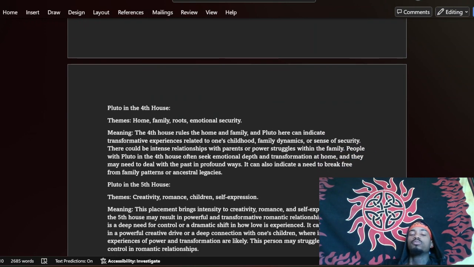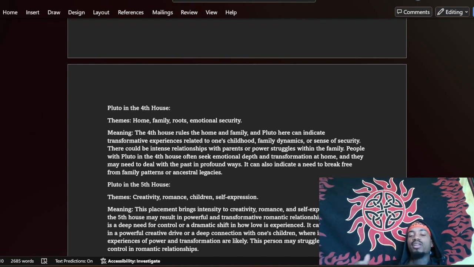So now, oh yeah, and then since Pluto is going into the actual fourth house too, now scriptures don't say this, but just looking at what Scorpio rules, there also might be a tie to dark ancestry. Real shit. So now Pluto in the fifth house, themes: creativity, romance, children, and self-expression.